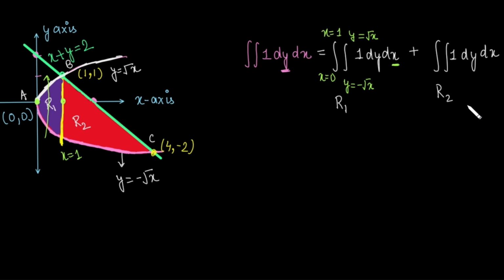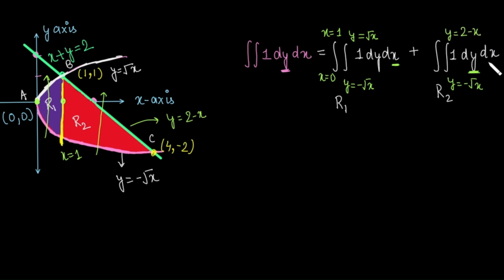Whereas for the region R2, take again a line parallel to the y-axis passing through this region in increasing direction. The entering curve in this case is y is equal to minus root of x. Exit curve is a straight line. In this straight line, what is the value of y? y is equal to 2 minus x.